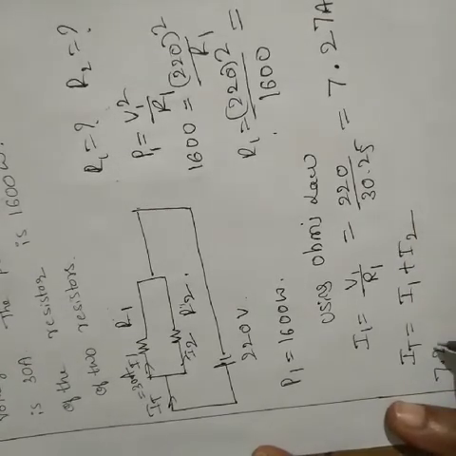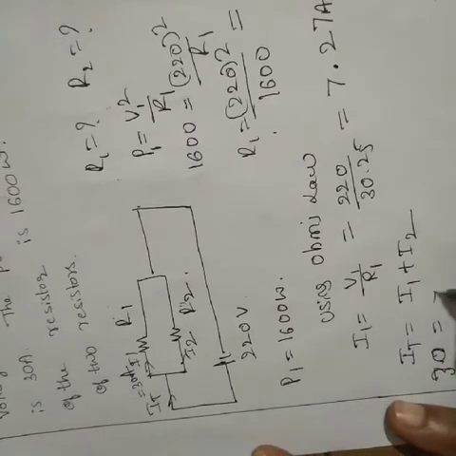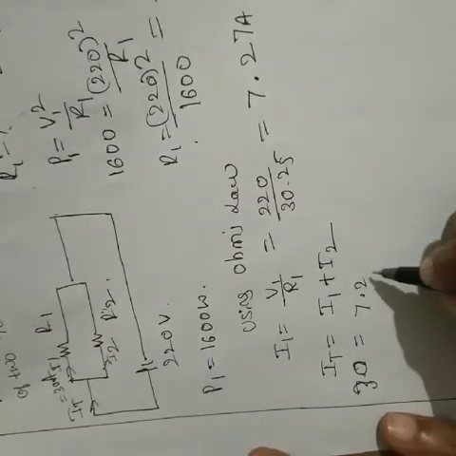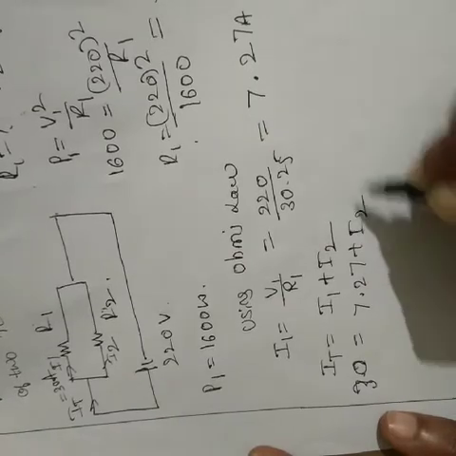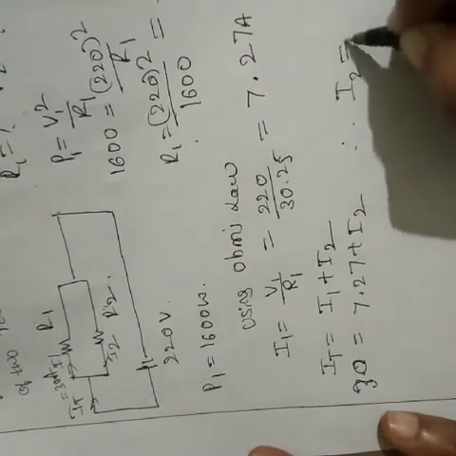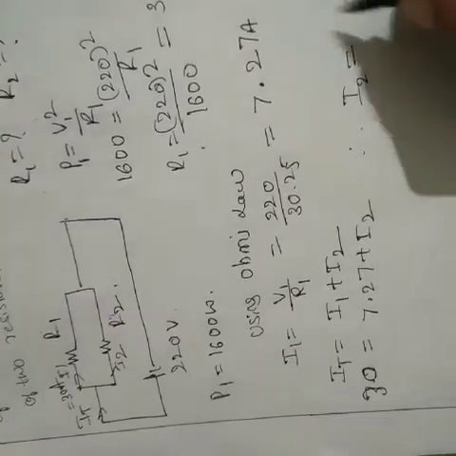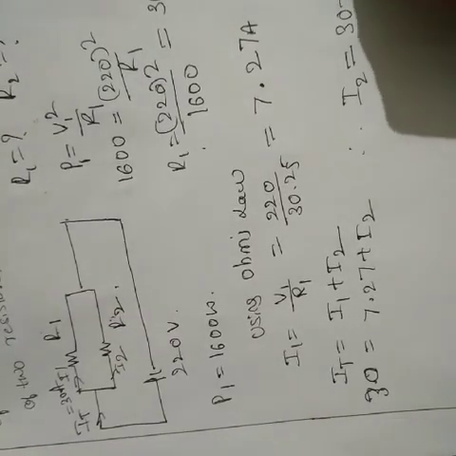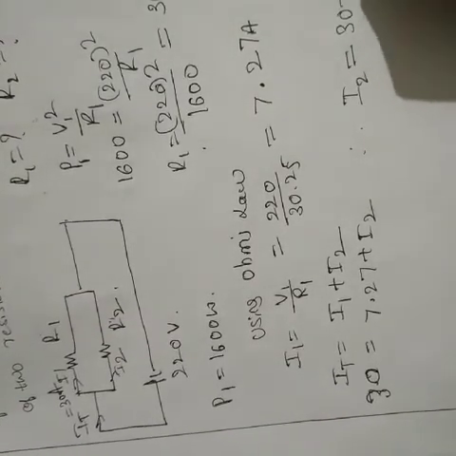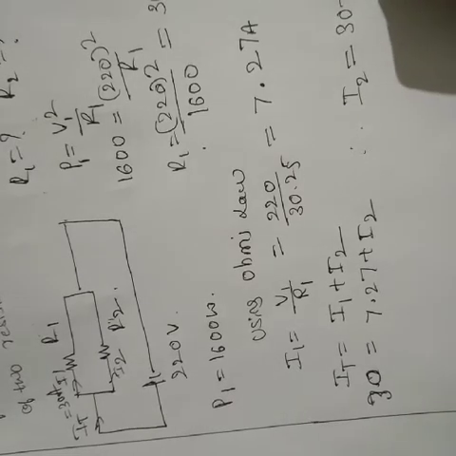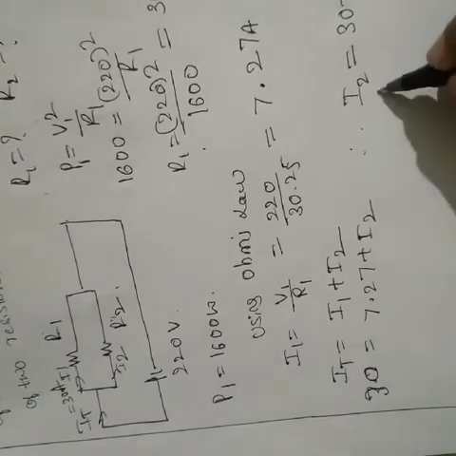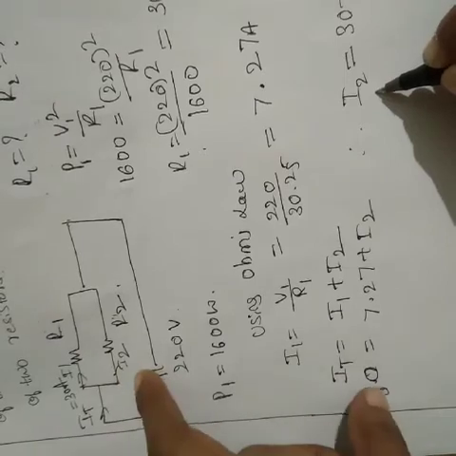IT is 30 ampere. I1 is 7.27 ampere. I2 is unknown. Therefore, I2 is equal to 30 minus 7.27, which becomes 22.75 ampere. Then once you get I1 and I2.